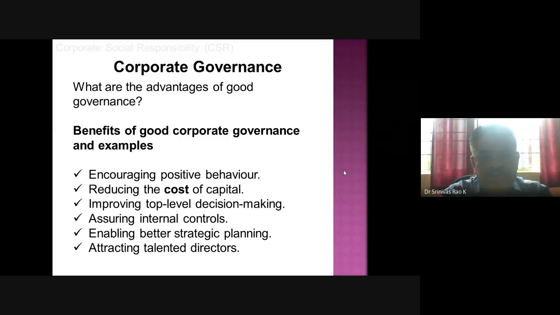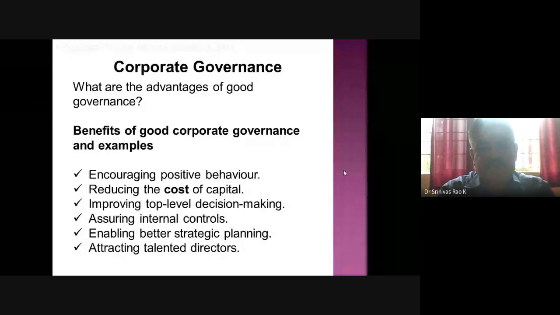Improving top level decision making. So you have to improve top level decision making through corporate governance. When you have the protocols and rules established by this method, you will definitely have top level decision making quality in an enhanced mode. Then assuring internal controls. Then we'll have all the internal controls in a good governance mode. So they will have full control over whatever systems you have within the company. Everything will be controlled completely by your governance.